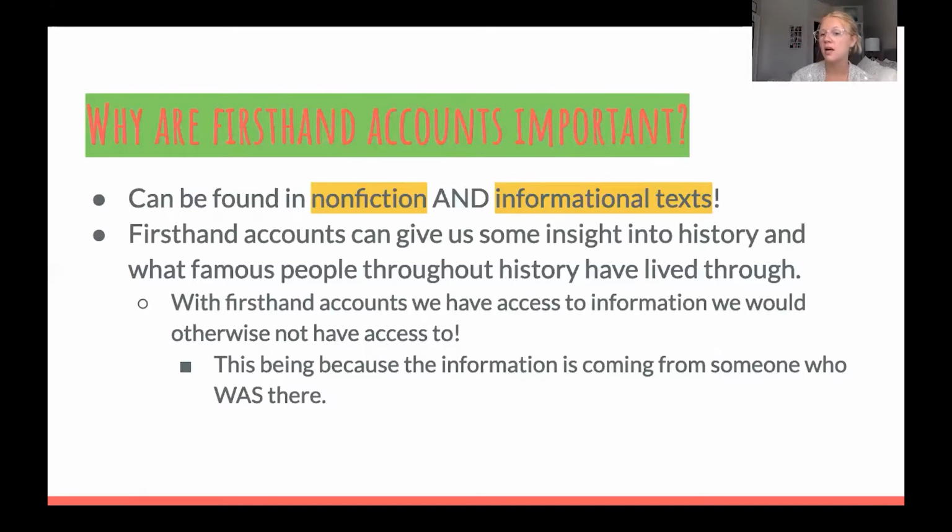And with firsthand accounts, we have access to information we would otherwise not have access to. This being because the information is coming from someone who was actually there. So with a firsthand account, we are gaining access into the mind of someone else and what they experienced when they were actually somewhere, when they experienced whatever it is they may have experienced. We are gaining direct access to the information that they had gained through their experience, the feelings they felt through their experience, whatever it may be.